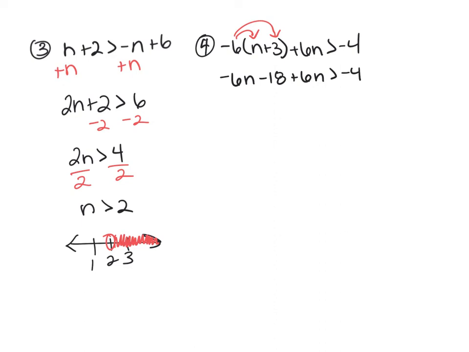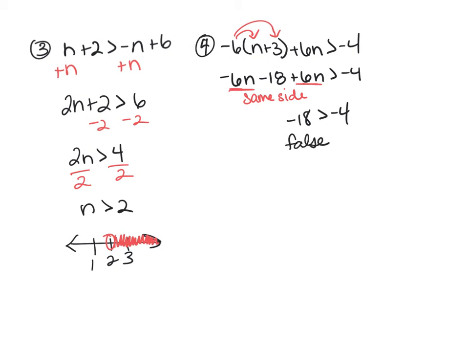Well, now my 6n and negative 6n are on the same side of the inequality. So I'm combining like terms. I'm not doing the opposite. And I end up with 0n minus 18 is greater than negative 4. And we don't ever write 0n. We just end up with negative 18 is greater than negative 4, which is false.